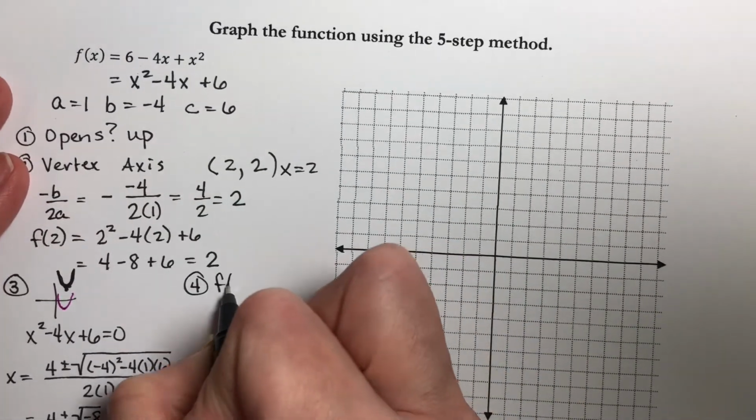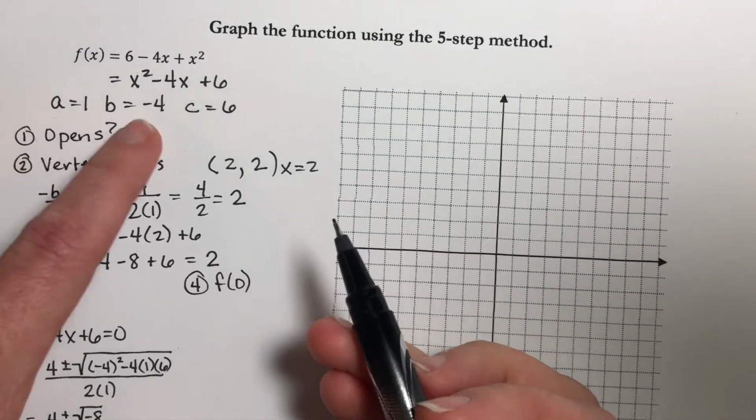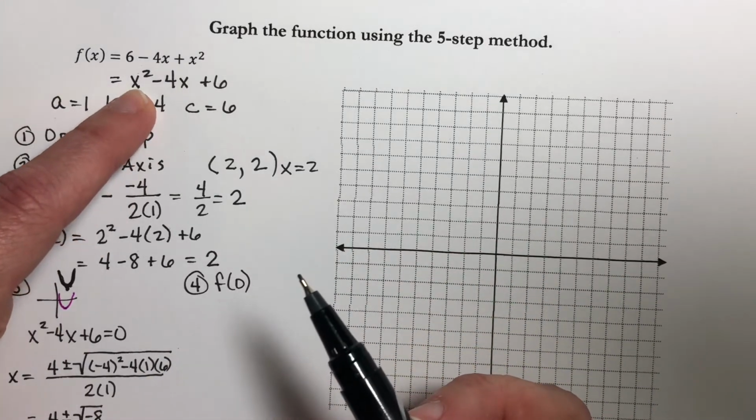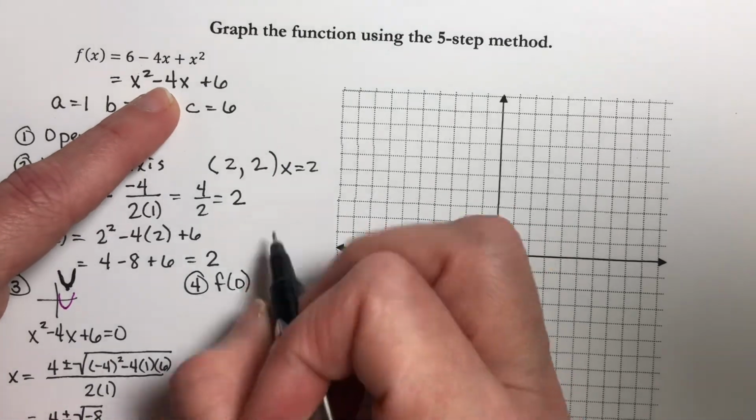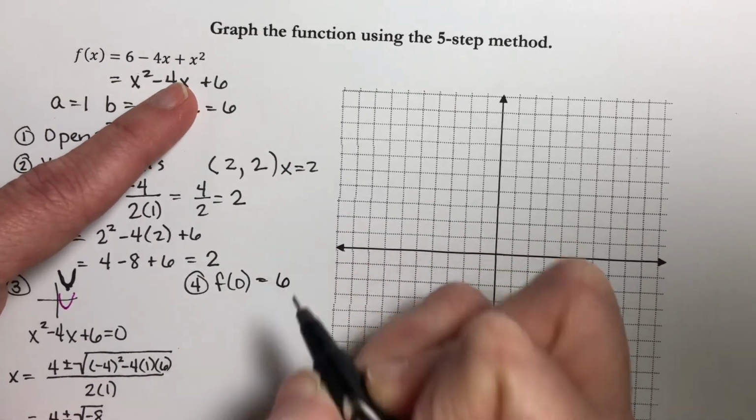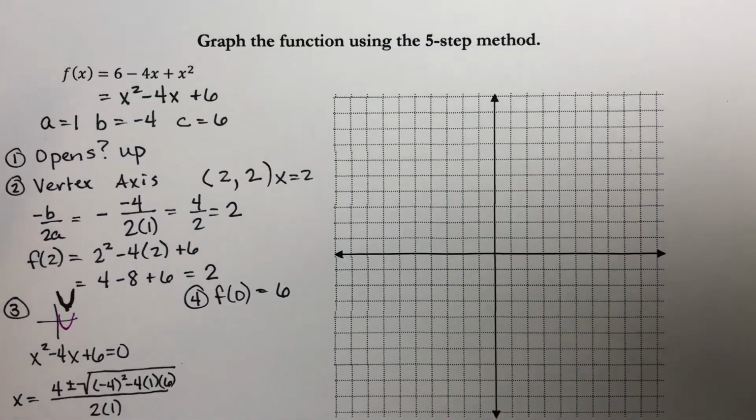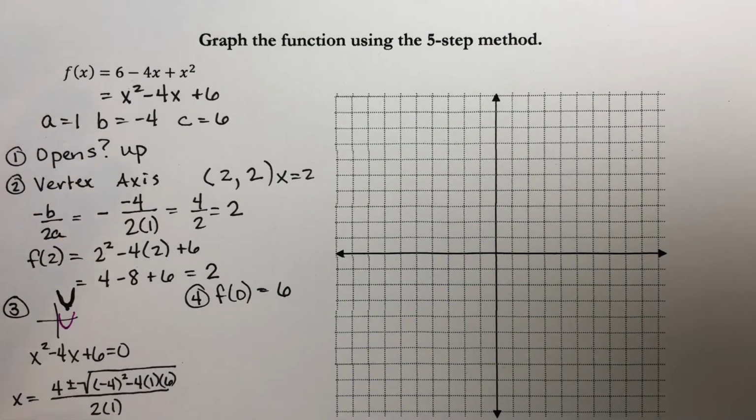Step 4 is to find our y-intercept, which we will always have. So plug in f of 0. If I plug in 0, I get 0 squared minus 4 times 0 plus 6. So this is just 6. All right, so now let's put all of this stuff on our graph.